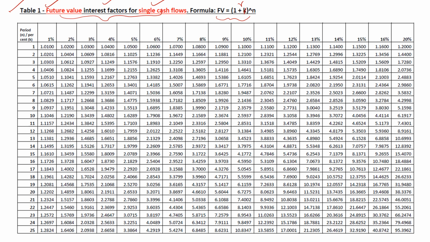So what is r? In our problem r was 6%. What was n? N was 5. So this row is r and this column is n, okay. So we match this 5% with 6. Where does it match? It matches here. So (1 plus r) the whole power n is 1.3382. We are going to substitute this in the formula.